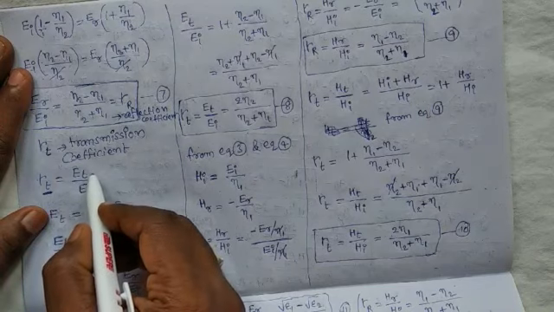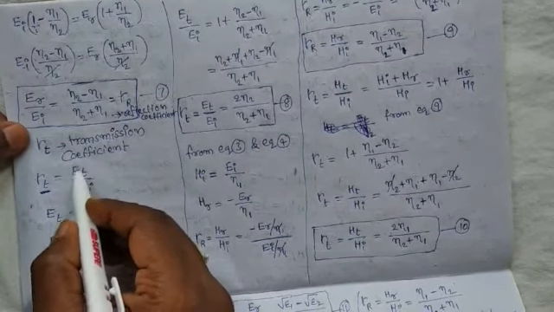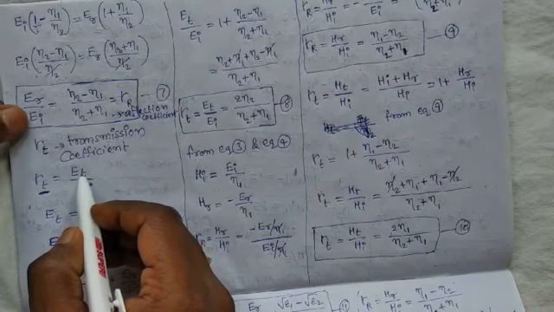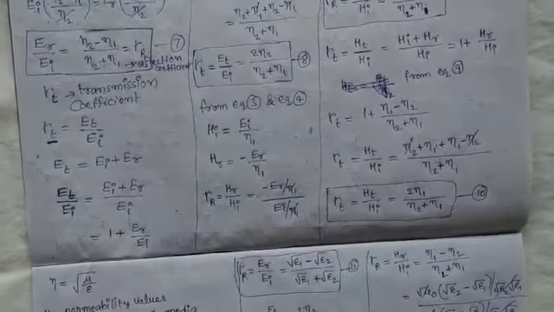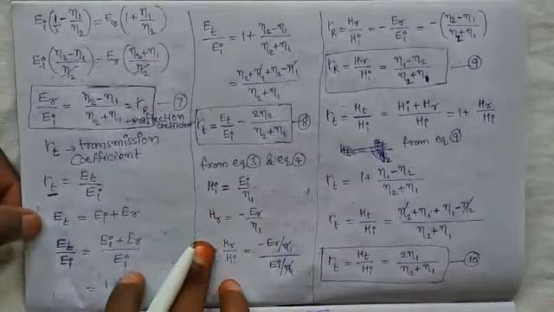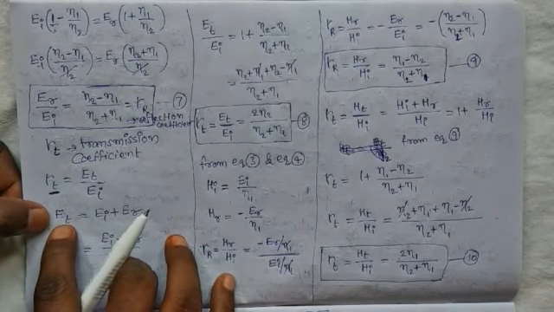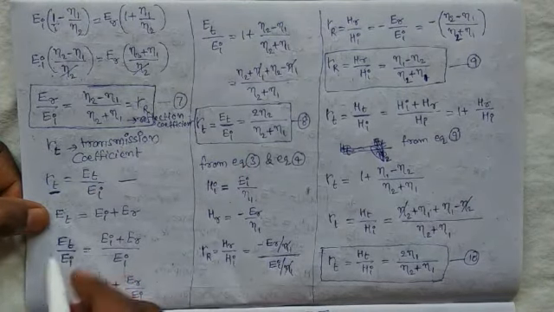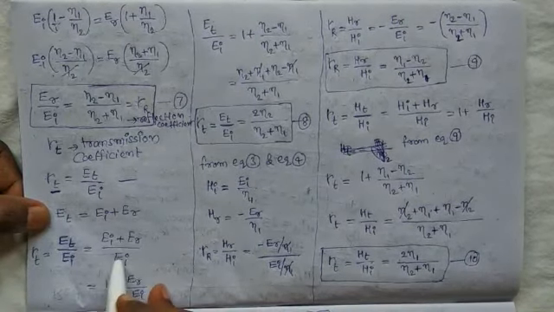Here gamma T is equal to what? ET by EI. Here we know the ET value. ET is equal to what? ET is equal to EI plus ER. Now we are substituting this ET in this equation. Here ET by EI, nothing but gamma T, is equal to (EI plus ER) by EI.